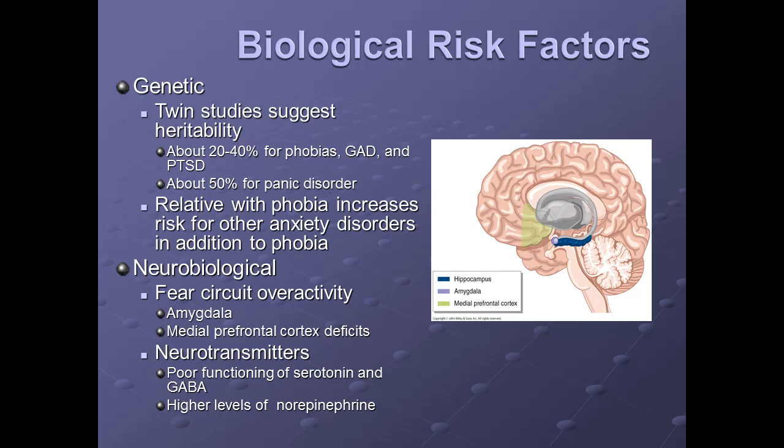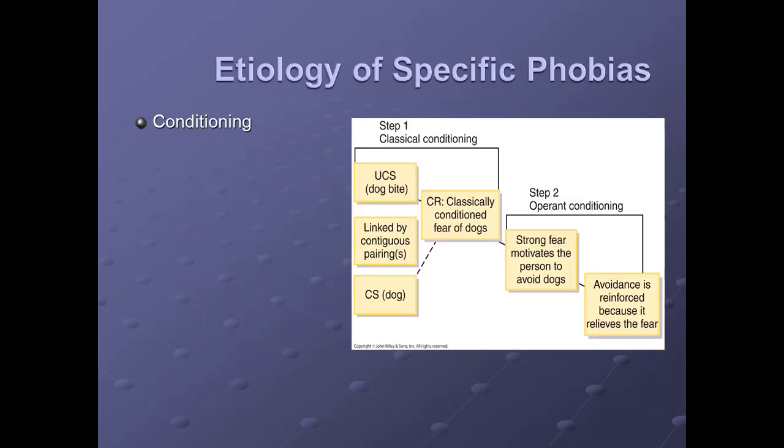So how might one develop a phobia? And I'm going to go through some etiology of specific phobias. Here we're going to talk a little bit about a behavioral model. And I want to spend some time here because often when we talk about the treatment of anxiety disorders, behaviorism has a tendency to be very effective in terms of a treatment model.